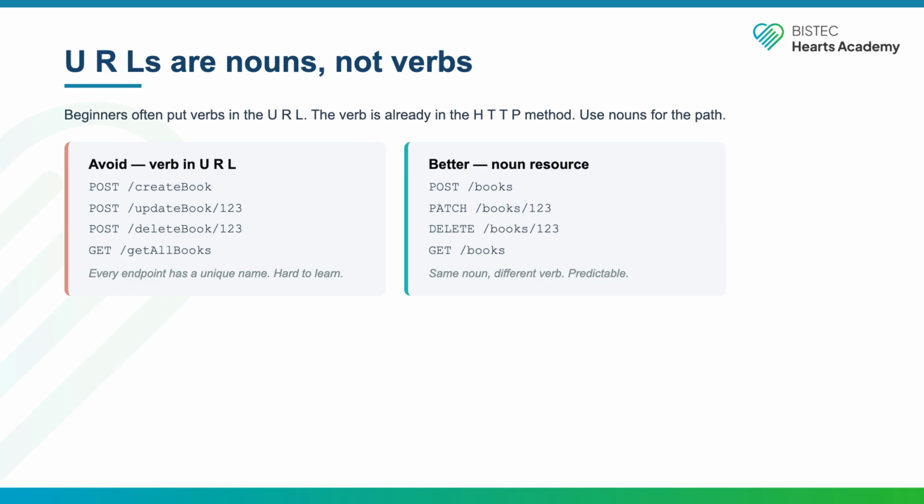Books is a noun. POST to slash books to create. PATCH to slash books slash 123 to update. DELETE to slash books slash 123 to delete. GET to slash books to list. Same noun, different verbs. This makes the API tiny. You learn one resource and you know how to read, create, update, delete it. There are no surprise endpoint names. This is the most consistent style across the industry. When you see verbs in someone's URLs, that is a sign they are new, or that the API was designed in a hurry.